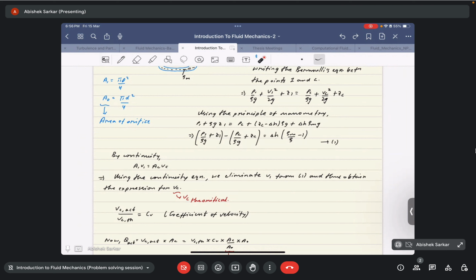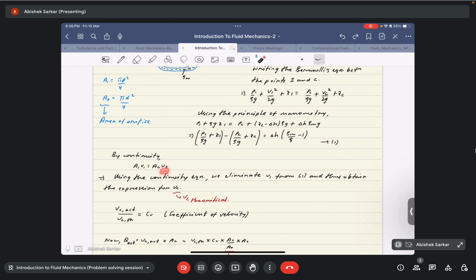Now again, there is a relationship between the actual velocity at the vena contracta and the theoretical velocity that exists at the vena contracta. The theoretical velocity and the actual velocity at the vena contracta are related by the coefficient of velocity CV. So now Q actual can be written as VC actual into AC, because this is a theoretical velocity.